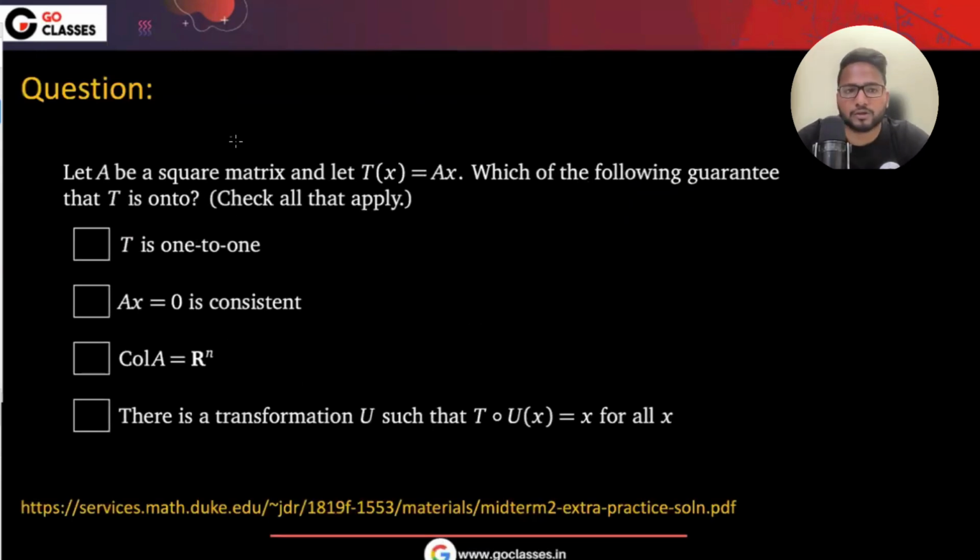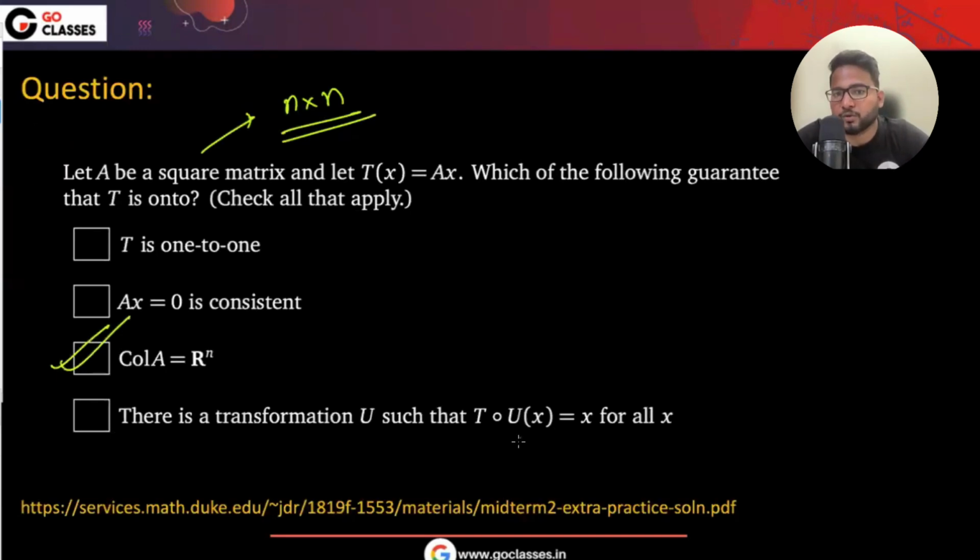Okay. Now let's just do this question. What they're saying: let A be the square matrix, Tx equal to Ax. Which of the following guarantee that T is onto? Tell me. T is 1 to 1. Does this guarantee that it is onto? No, obviously no. Ax equal to 0 is consistent. For 0, Ax equal to 0 is, I think, always consistent, right? For x equal to 0, it is consistent. Column space of A is actually nothing but the whole Rn. It is a square matrix, assuming it is n cross n. The column space is spanning the whole space. So I think it will guarantee, right?